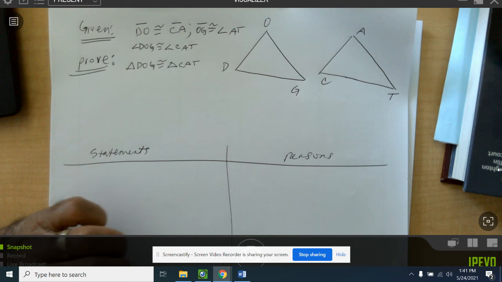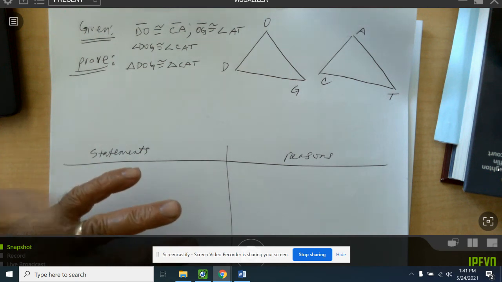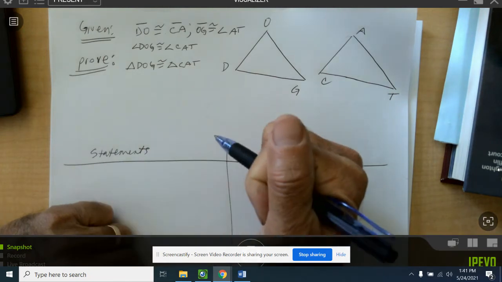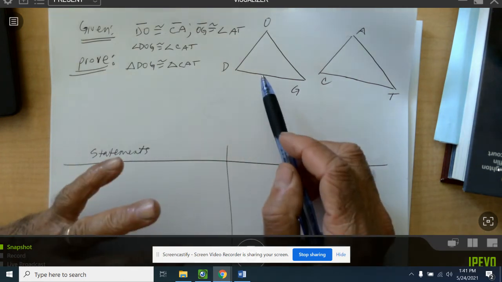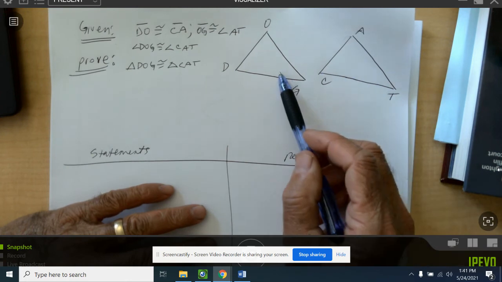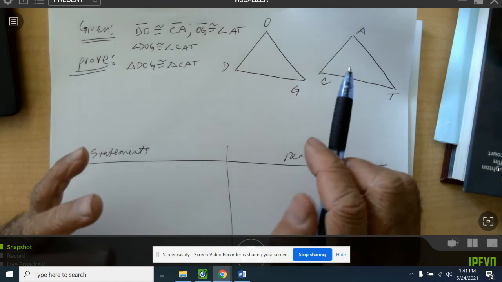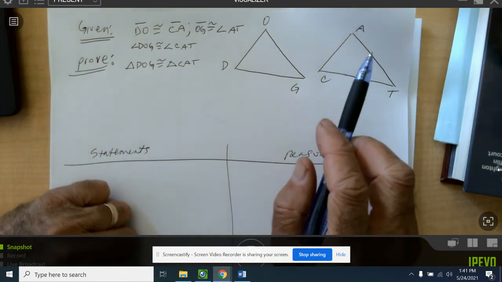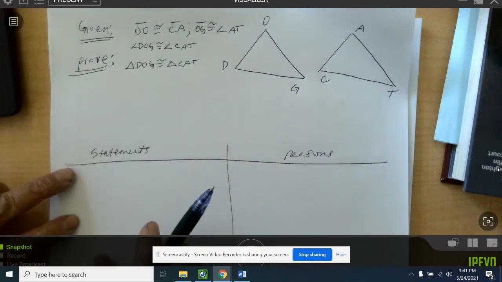So the basic idea behind this is that you can't just make stuff up. I mean, that's true in everything, but in math, it's particularly true. And so, we're going to start by proving that these two triangles are congruent. Now, remember, congruent means they're the same size and shape. They're the same in every way. So, we're going to start off with a series of statements.